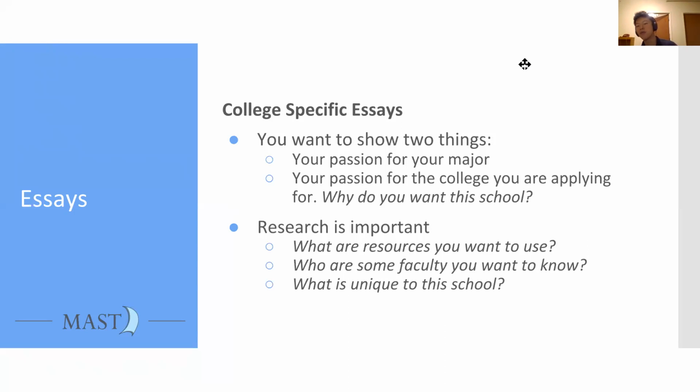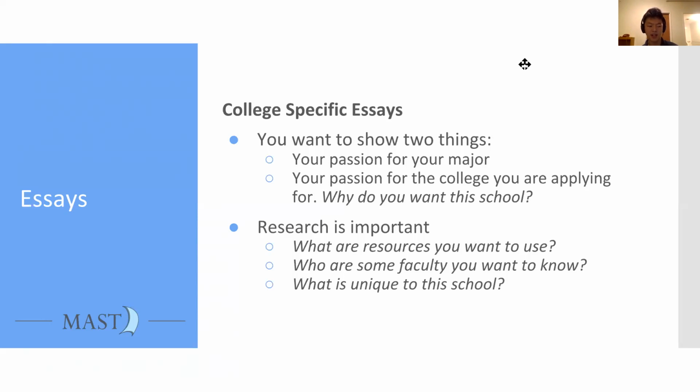You want to know maybe what are some resources you want to use? What are some faculty you want to know? What is unique to this school that you can only get in this school? Because only when you know these answers can you compellingly tell the admissions officer why you have to come to this school, right? Why should you go to UC Berkeley as opposed to UCLA or UC San Diego? You need to do your research so you know the answer to this question. And when you do know the answer to this question, you can write a very compelling essay to tell them to admit you because you're very passionate for this school.